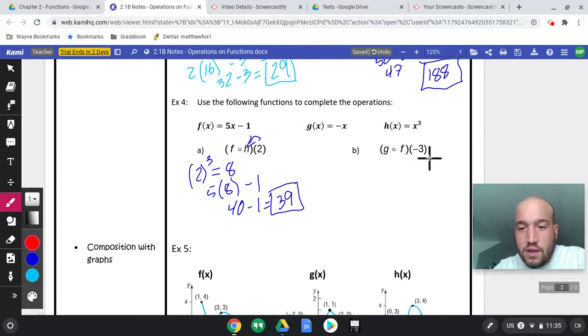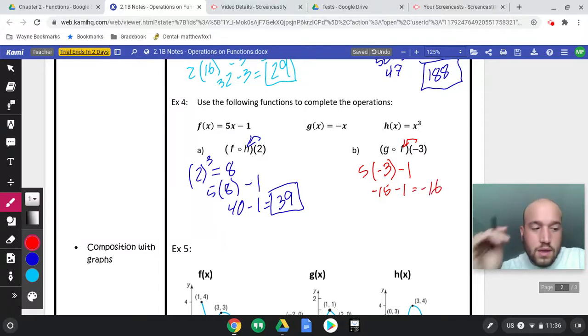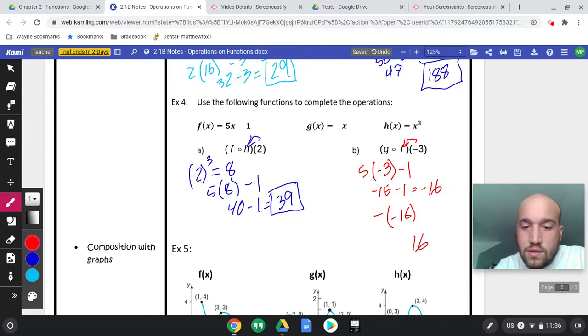G of f of negative 3. So that negative 3 we plug into the f. So 5 times negative 3 minus 1. 5 times negative 3 is negative 15, minus 1 gives us negative 16. Okay, that negative 16 now we're going to plug into the g, which g of x is just negative x. So in our case, it'll be negative times that negative 16. Negative negative becomes positive, and our answer is just 16.